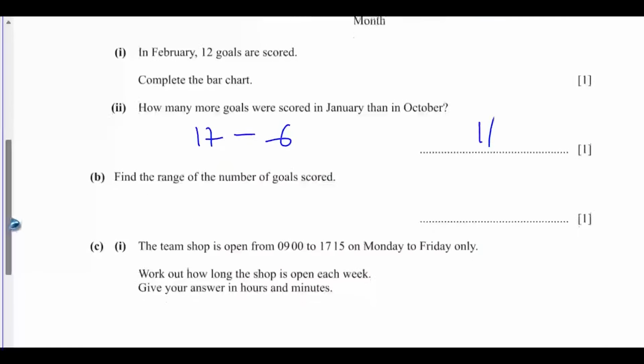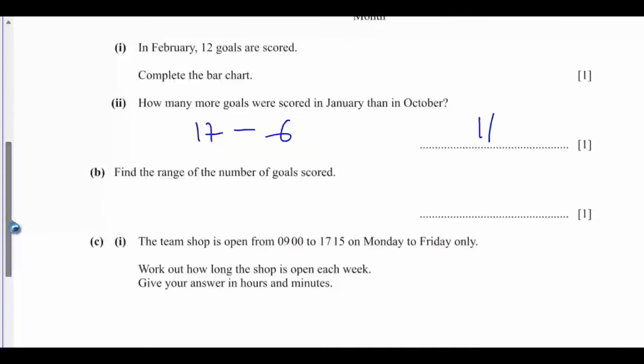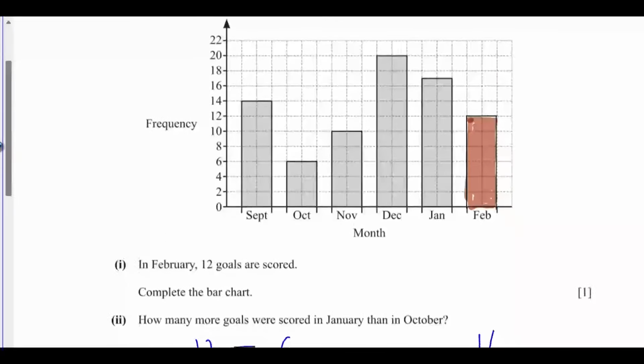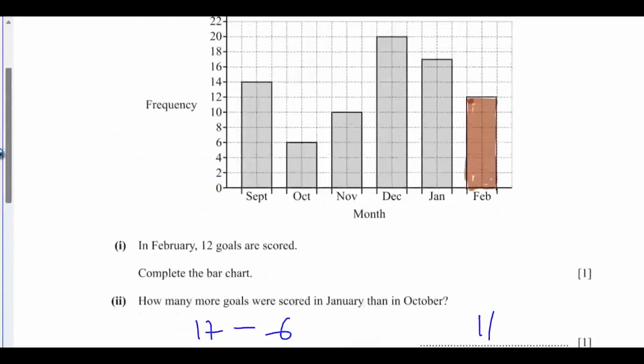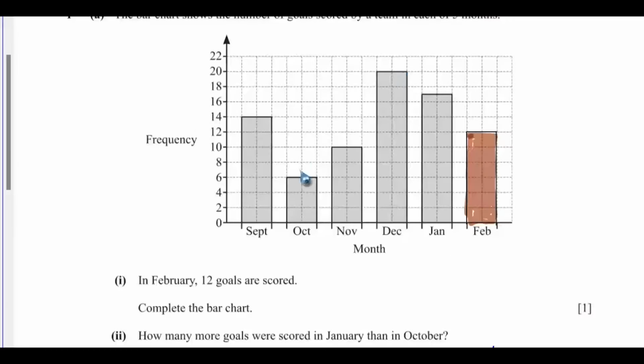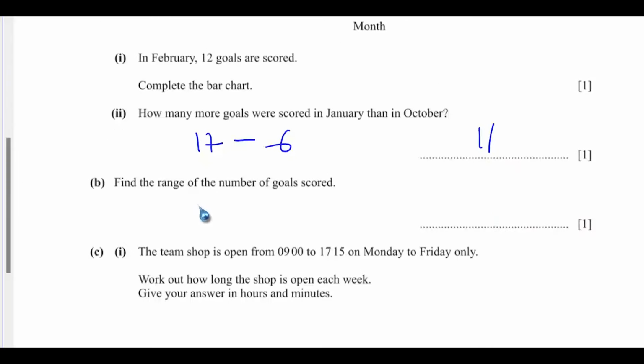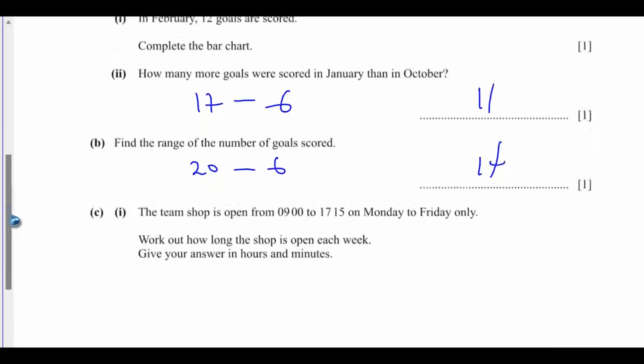Part B, find the range of the number of goals scored. We have the highest number of goals to be 20 here, and then the least is 6. So the range will be the highest minus the lowest, or the biggest minus the smallest. That will be 20 minus 6. That will be 14.